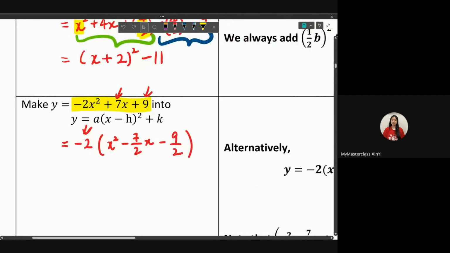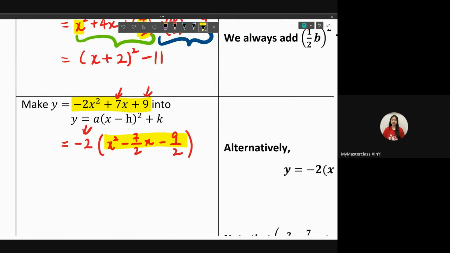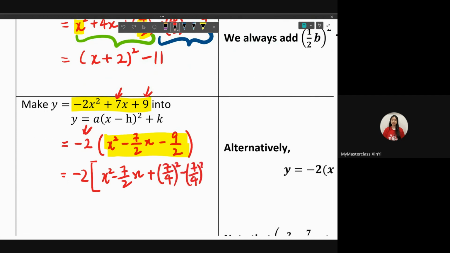Now inside your bracket, your x squared starts with 1 already, so your completing the square will come in here only. You will do the completing the square as usual first. But remember to put this square bracket first, because your negative 2 will be multiplied into the terms inside later on. So this is x squared minus 7 over 2 x, copying down the first two terms. Then taking the coefficient 7 over 2, you divide by 2, so 7 over 2 divided by 2 is 7 over 4. Then square it, and minus this same term away. Then don't forget your constant, minus 9 over 2 as well.